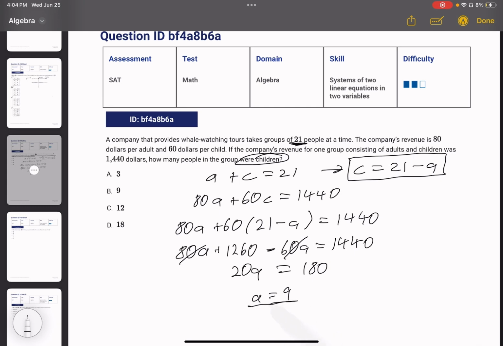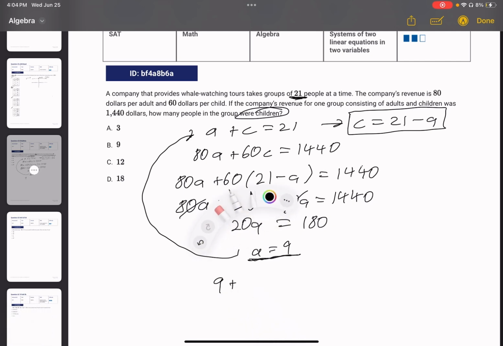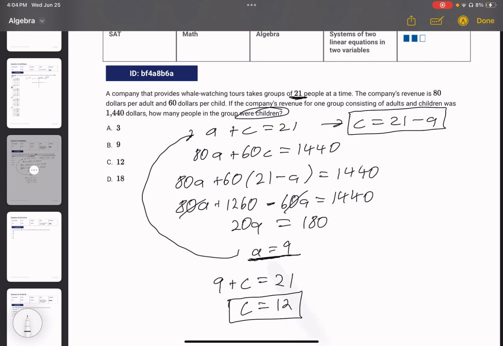So, but this is not what we're looking for. This is the amount of adults on this $1,440 revenue trip. We're looking for the amount of children, so we plug it into this original equation over here, and we get 9 plus C is equal to 21. So C is equal to 12. And that's the amount of children on the trip, not the amount of adults. The adults is what we found originally. So your answer is going to be C for this problem.